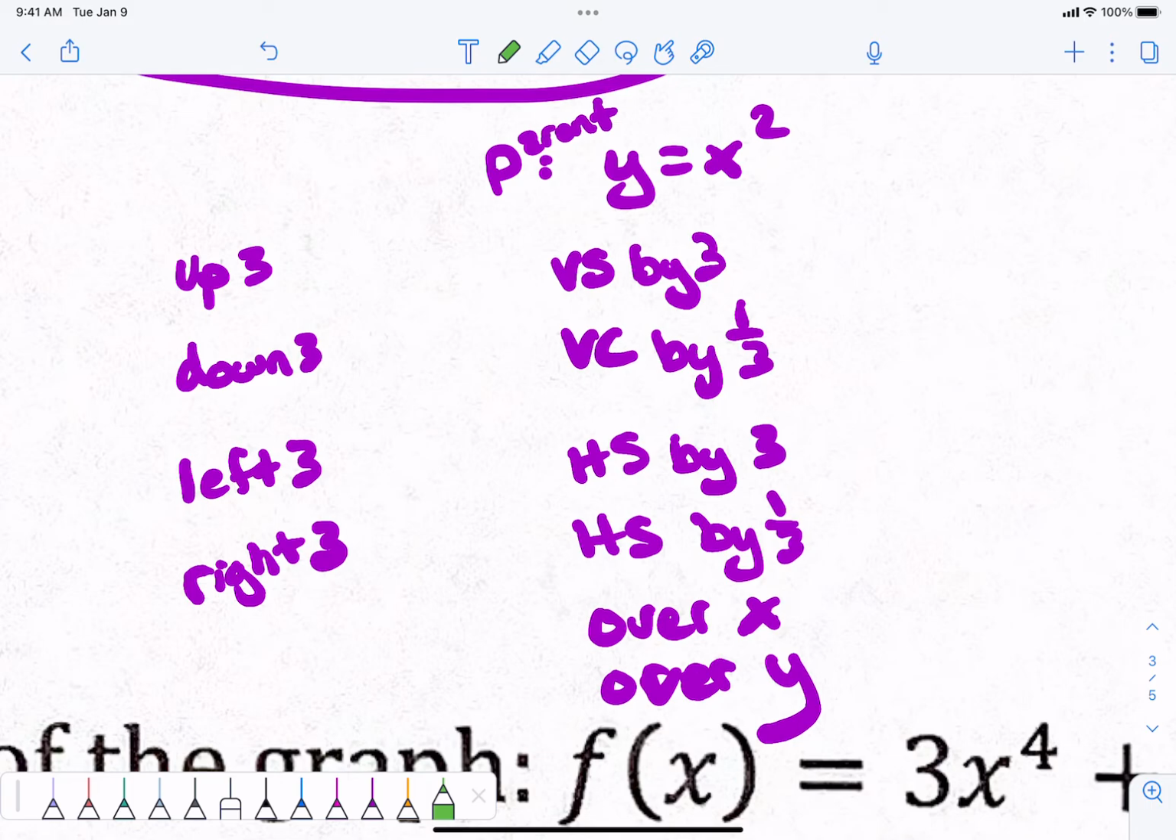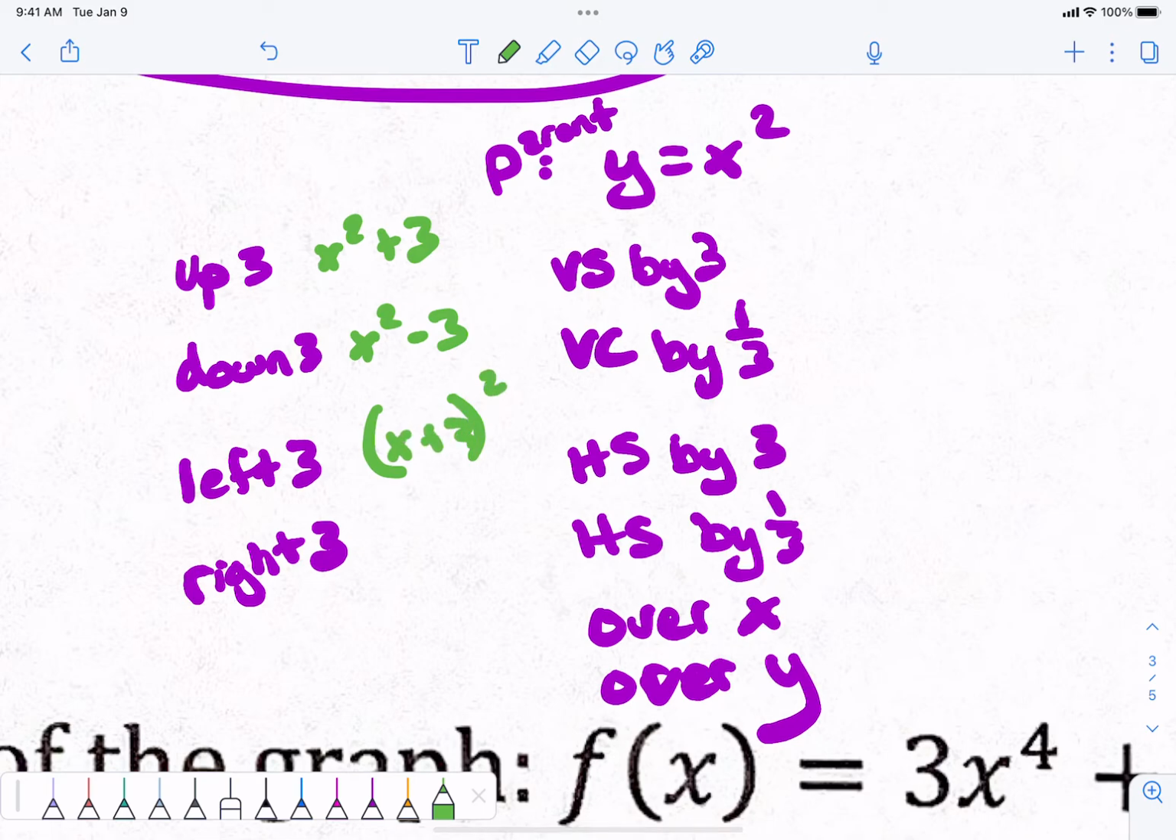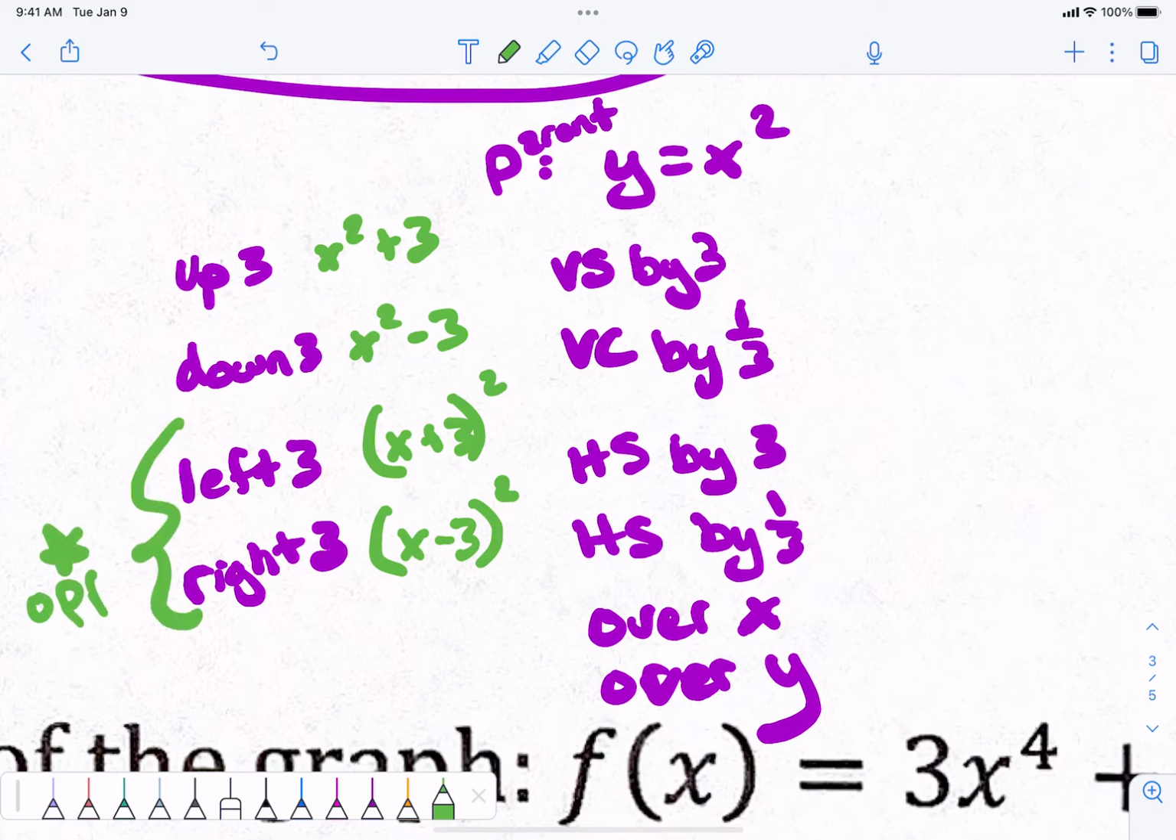Okay, up 3 would look like x squared plus 3. Down 3, x squared minus 3. Left 3, this is the tricky one. Inside, x plus 3 squared, because it's the opposite sign. Right 3 is x minus 3 squared. Make sure the square is going on the outside. I'm going to put a star here that says opposite sign. Opposite sign for left and right.